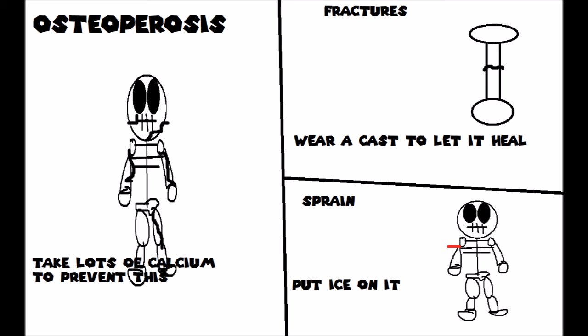And sprains. Notice the skeleton with the red mark. That's what happens if you get a sprain. That's one of the things I forgot to mention. If that happens, put ice on it. It may hurt from time to time, and it may heal slower than a fracture, depending on how bad the fracture or the sprain is. I don't know, I'm not really a bone doctor.